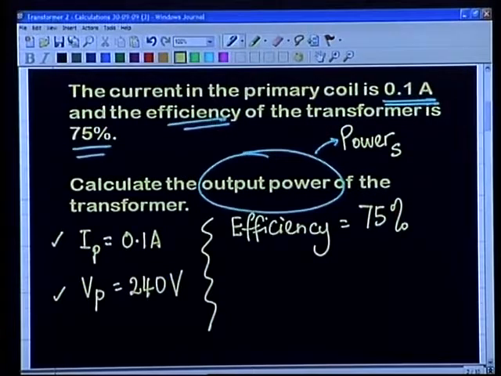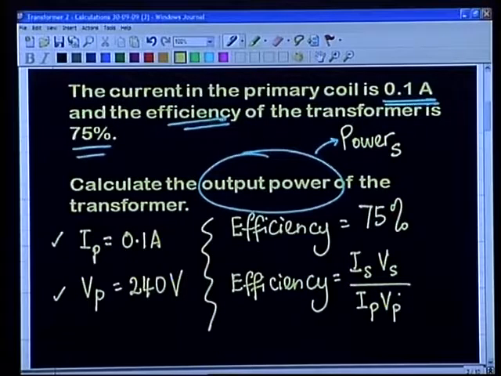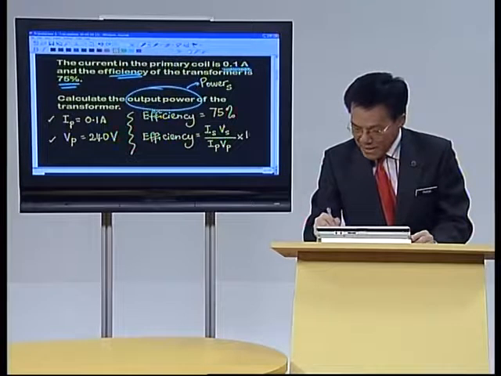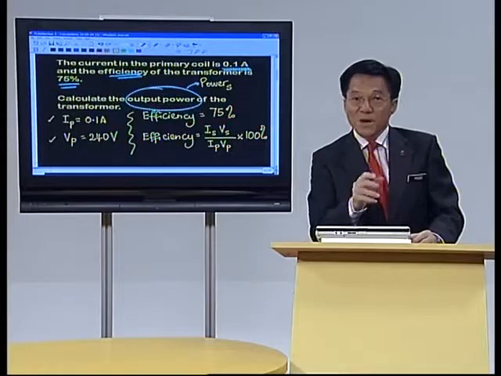Now we make use of the formula and put all this in. Alright, so the formula says efficiency is equal to, what do we have? ISVS divided by IPVP, or you can put VP, IP, anyway round is okay, it's the same, multiplied by 100%. So this is the equation that we are going to solve, and from here we can work out the answer.